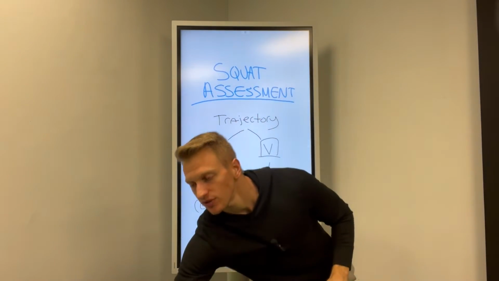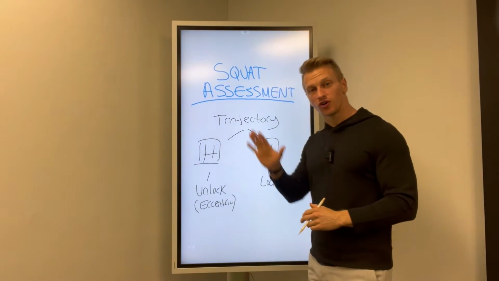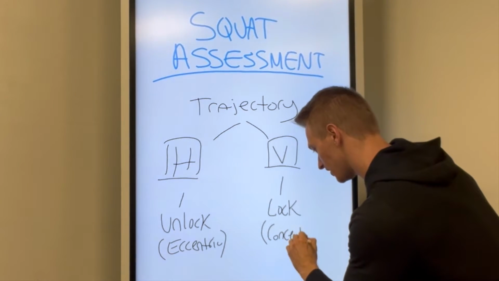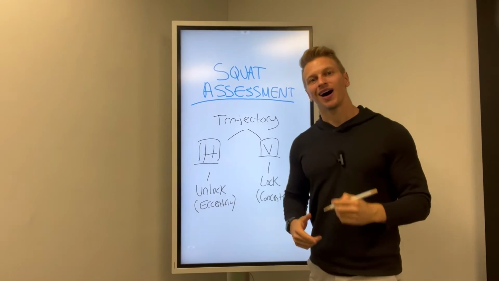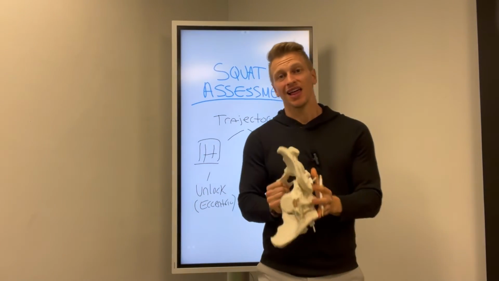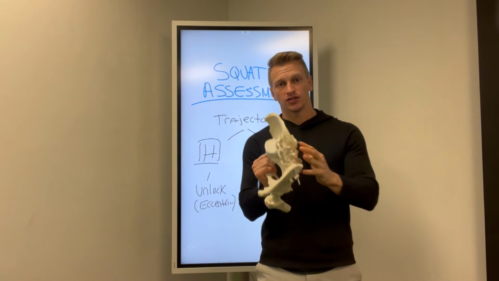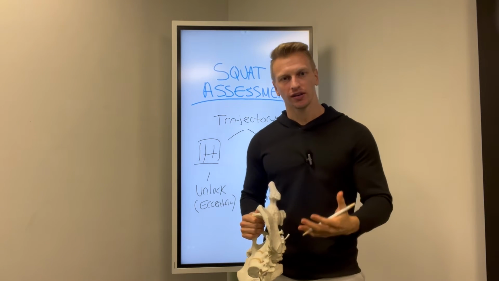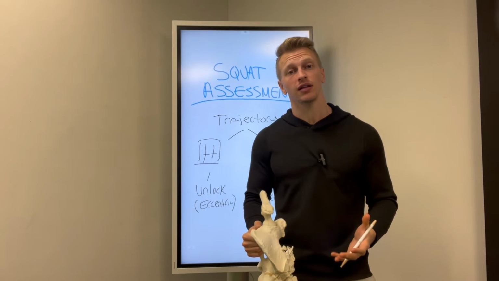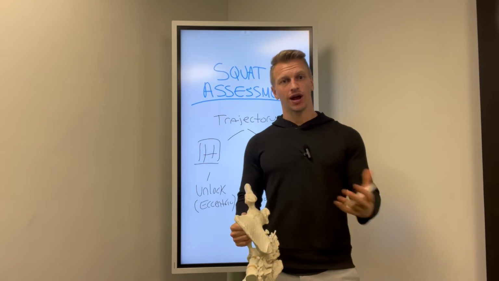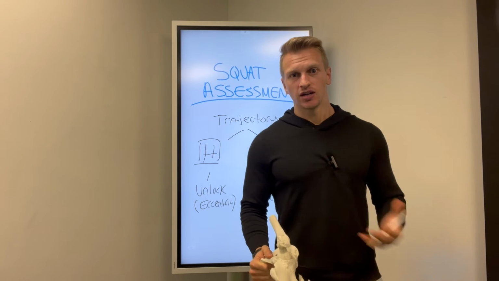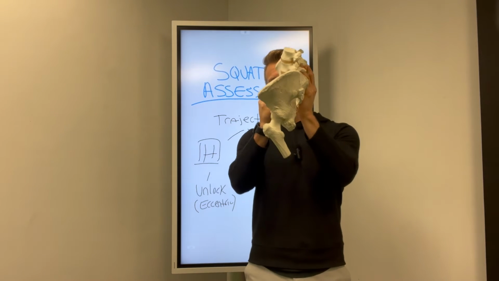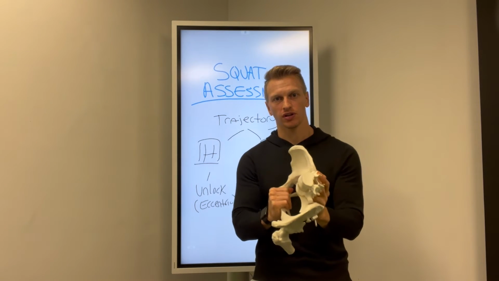Conversely, if we're working with someone and see someone that's more vertical, they are more locked, that's more concentric. So they're more concentrically biased. That means that there's a locked door. So if you went to push through a locked door and you couldn't unlock it, would you be able to get through it? No. You'd have to find an alternate route. So here, instead of hinging like our first group, they remain nice and vertical.